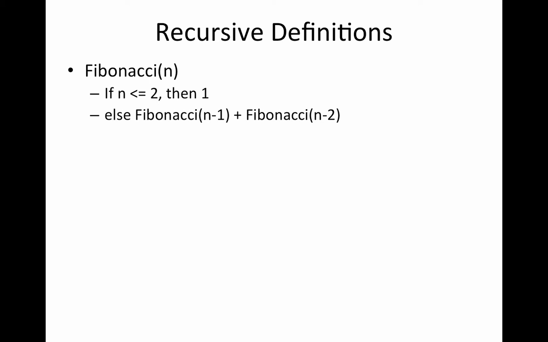A second note to make here: notice that the method invocation has a smaller argument. So the initial method had n as the argument. When we are calling ourselves inside the body, we are providing an argument that is smaller, n-1, n-2. This is critical for having a recursive call that works. And again, we will see more examples and we will talk more about it later.